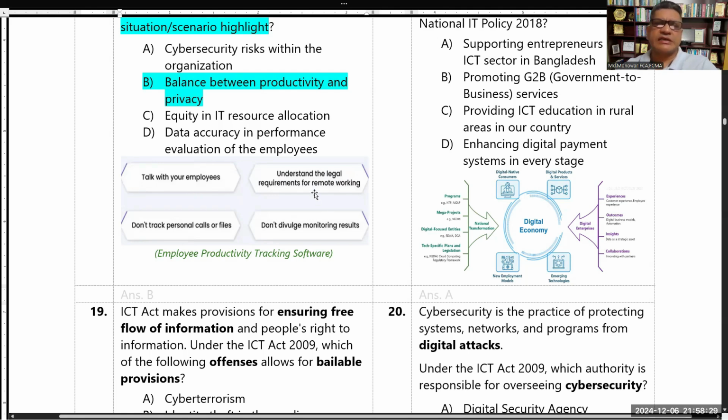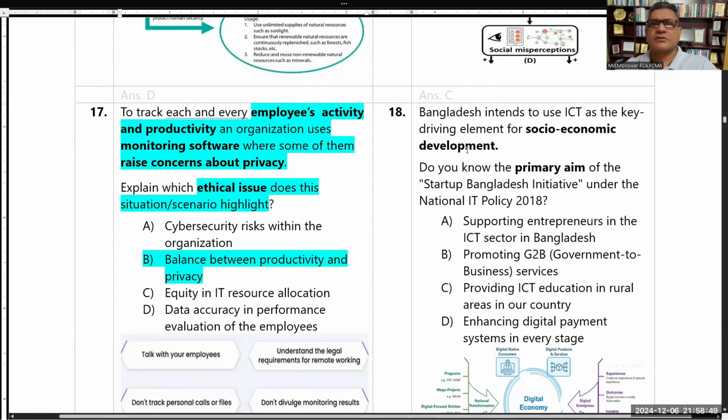All must understand the legal requirements and not track personal calls or files, and not monitor personal things. You have to balance it. Now, Bangladesh intended to use IT as the key driving element for socio-economic development.